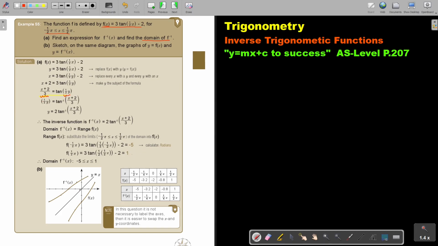Now remember, that is the range, but the range is equal to the domain of the inverse. So for f(x), the range will be y is bigger or equal to negative 5 and smaller or equal to 1. That would be the range. But that will be equal to the domain. But don't forget to scratch the y and just put an x there. The values stay the same.